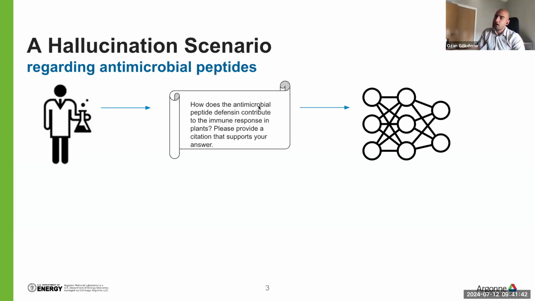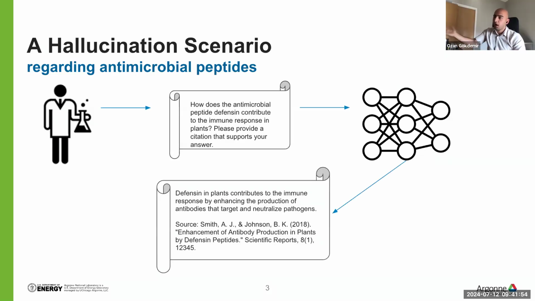And now I want the model to explain to me, how does defensin contribute to immune response in plants? And now I'm also asking for a citation to ground the answer. And the model comes back saying, oh, defensin in plants contributes to the immune response by enhancing the production of antibodies that target and neutralize pathogens. Okay, well, if you look at it, it looks like it could be plausible, right?